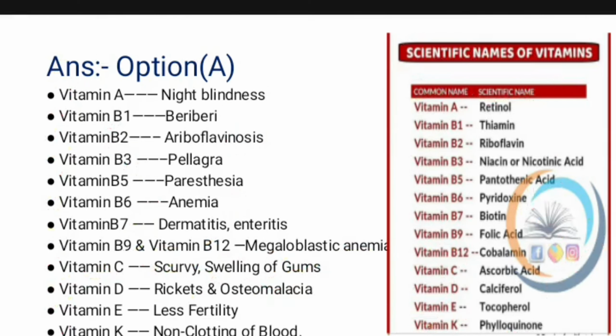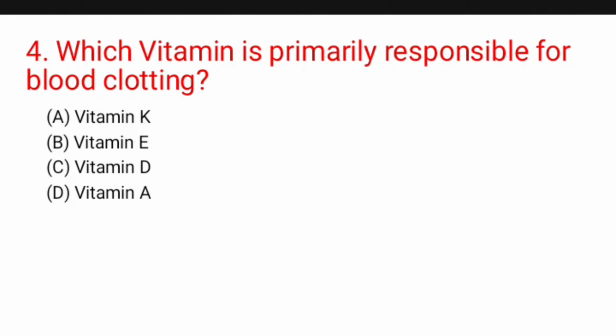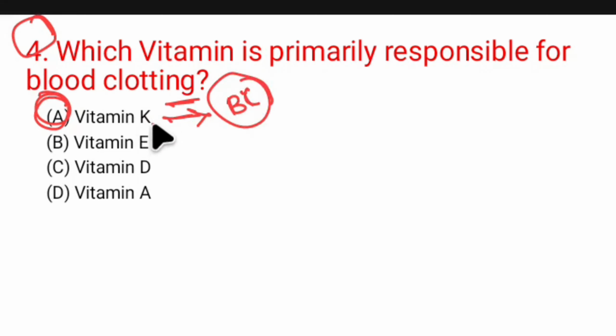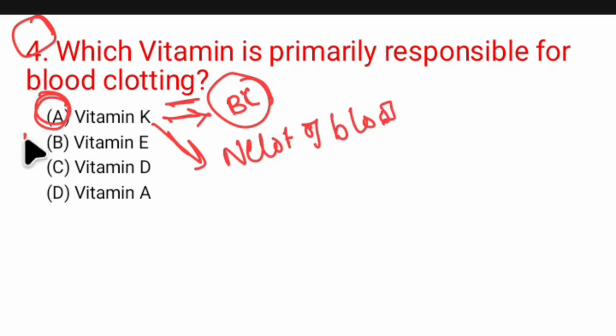So let us read the question again. Question number 4 asks which vitamin is primarily responsible for blood clotting. It is vitamin K, and the deficiency of vitamin K leads to non-clotting of blood. So therefore option A is the correct option for question number 4.